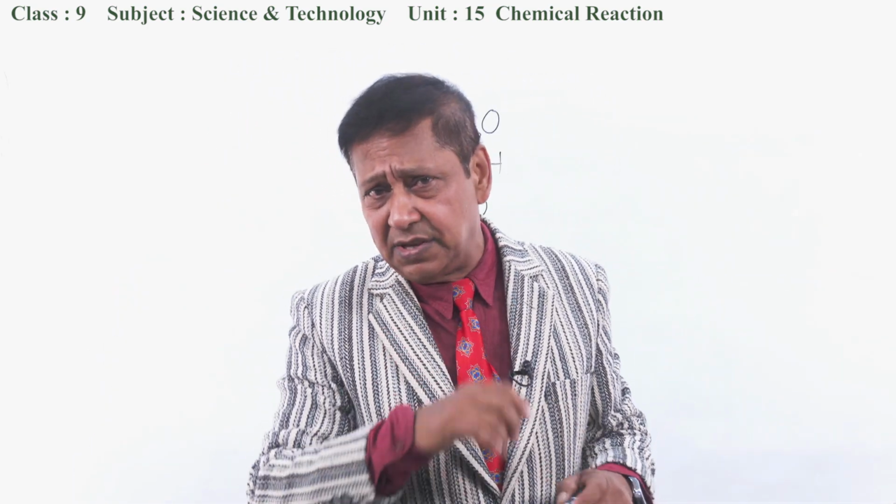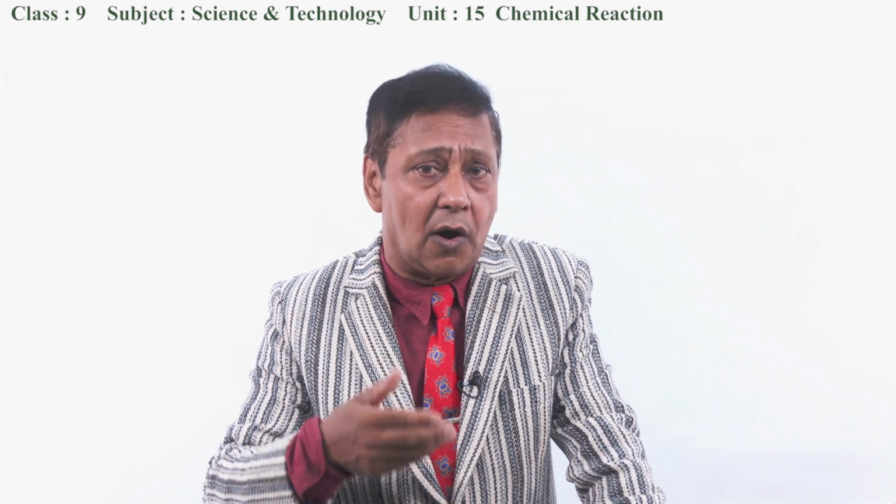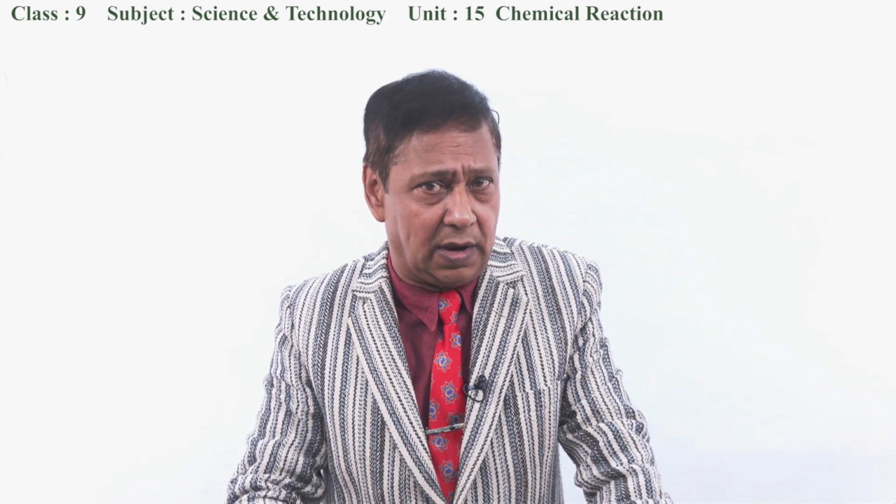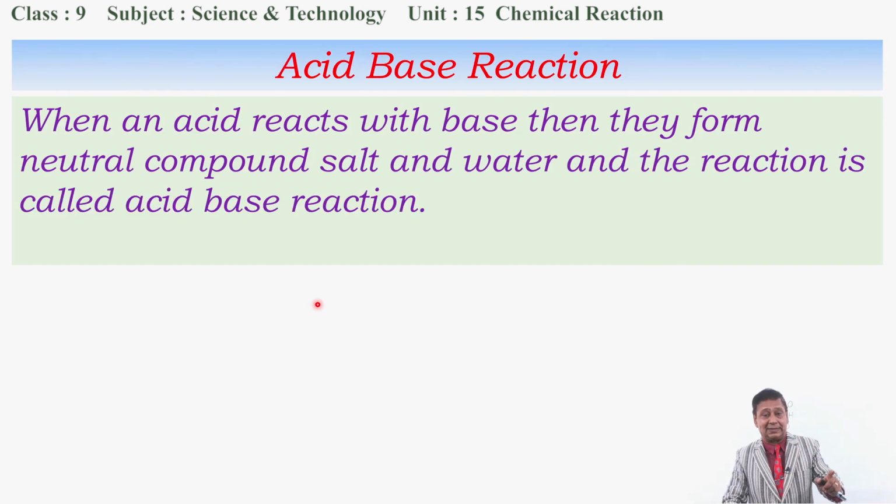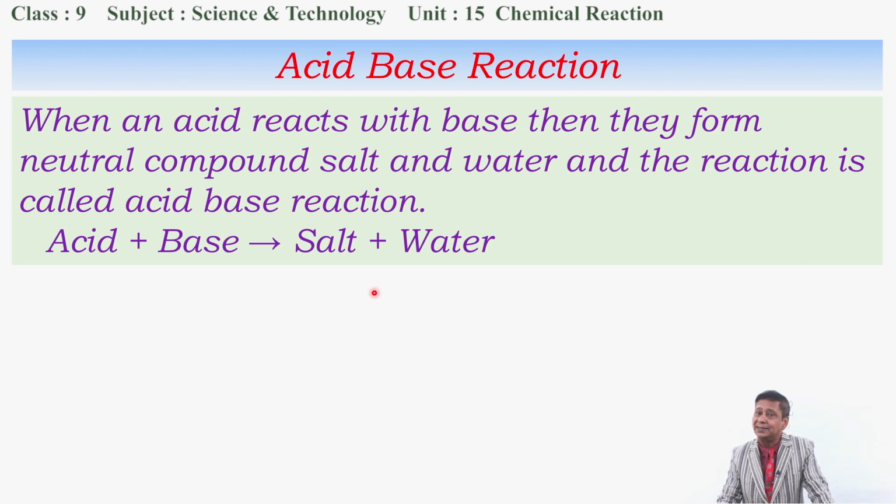Now let's come back to acid-base reaction. After the recognition of acid and base, we can say that when an acid reacts with a base, they form neutral compounds, salt and water. Why neutral compound? Because acid destroys the property of base, and base destroys the property of acid, and because of this destruction of each other's properties, they form a neutral compound, and that neutral compound is always salt and water. The reaction is called acid-base reaction. Now look at this, acid plus base gives what? Salt plus water, none other than salt, none other than water.